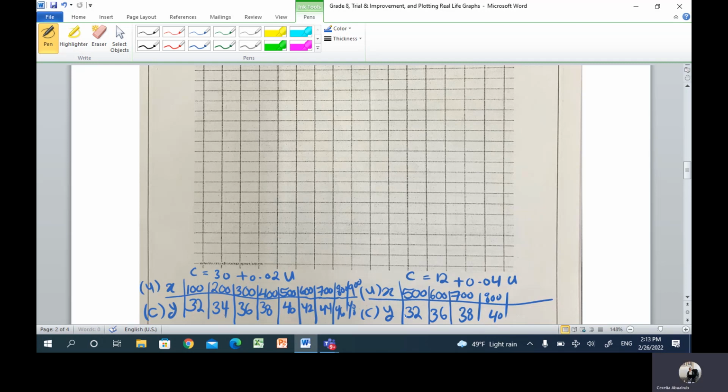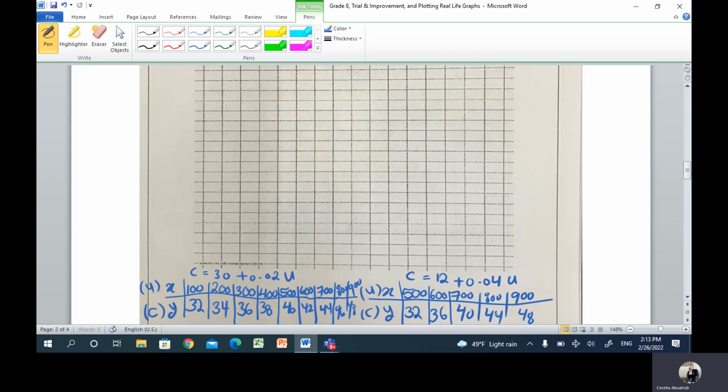Sorry, so 32 plus 4. We just need to notice the pattern here. So 32 plus 4, I'm going to end up with 36. 36 plus 4, I'm going to end up with 40. And then 40 plus 4 will be 44. And if U is equal to 900, then I will add 4, so it will be 48.